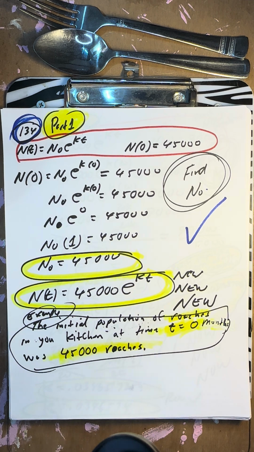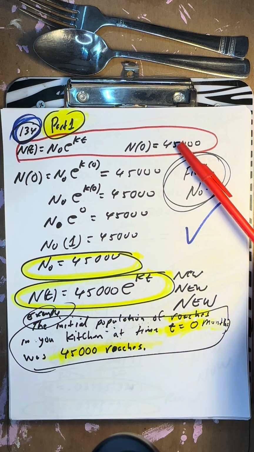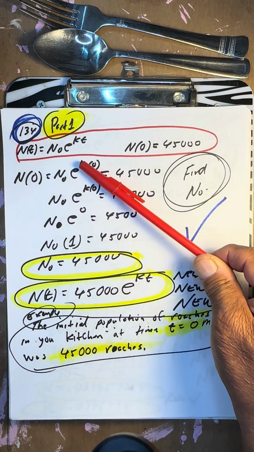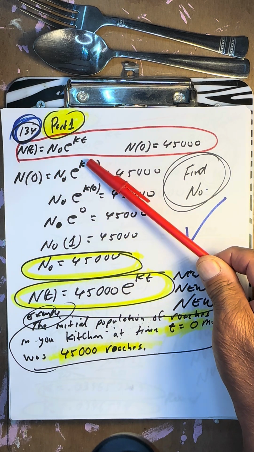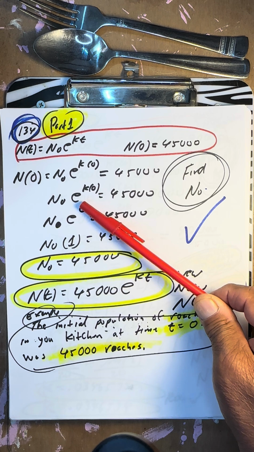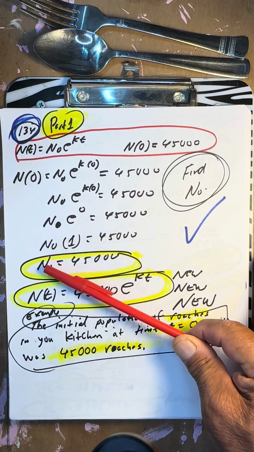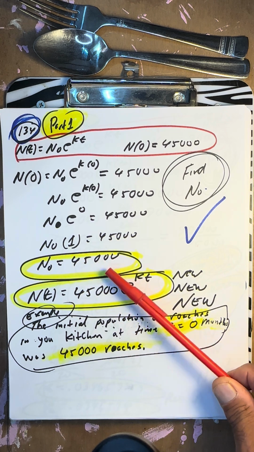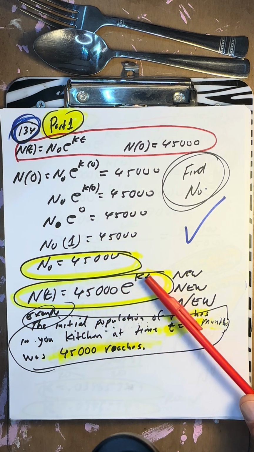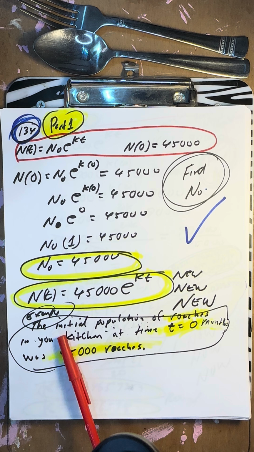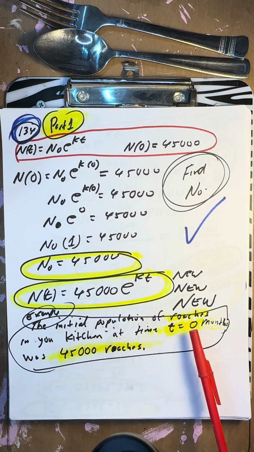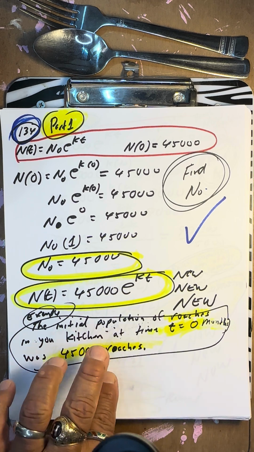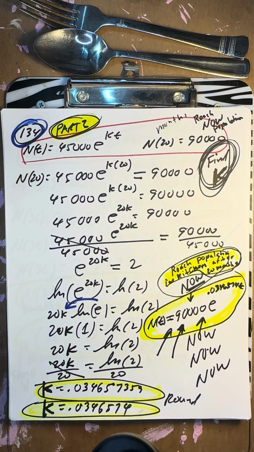All right, this one. N of 0 is 45,000. Wow. Okay, so let's do that. N of 0, k times 0. It's going to be e to 0, that's 1. So N of 0 with this right here is going to give you 45,000. So N of t equals 45,000 e to the kt. So the initial population of roaches in your kitchen at time t equals 0 months was 45,000. These guys were there. So now, next question.